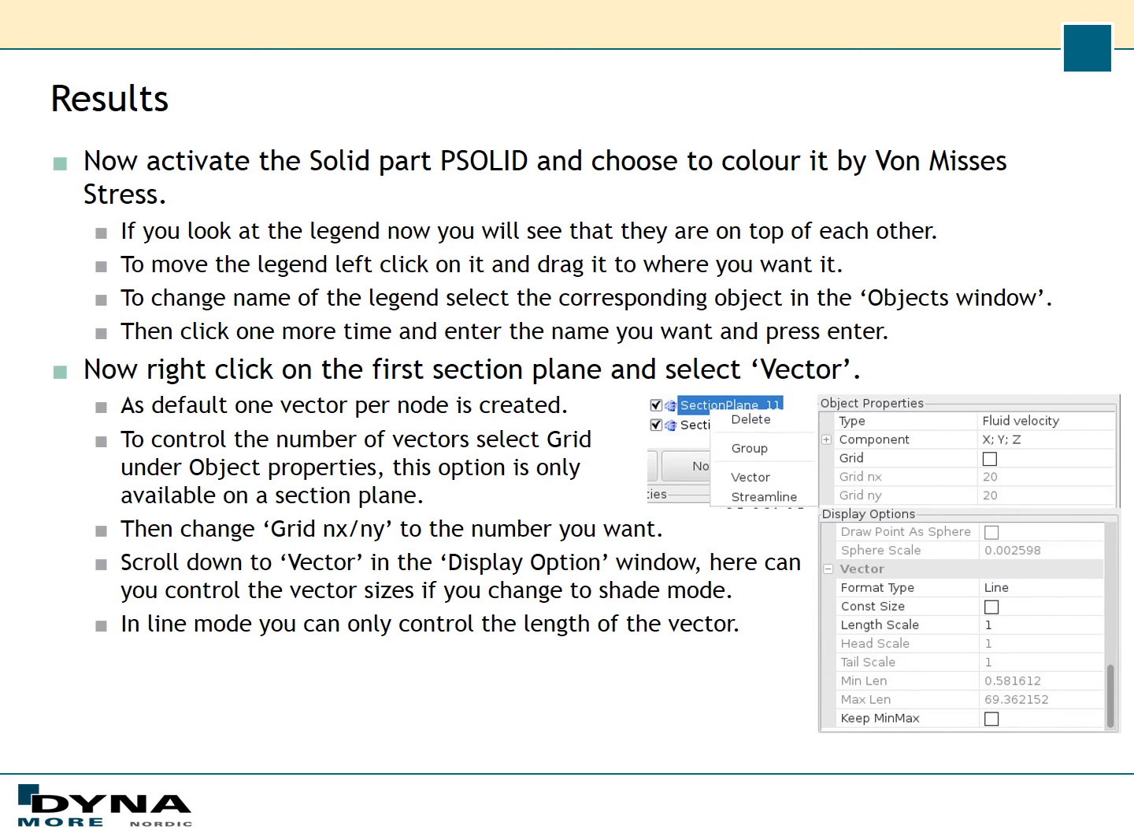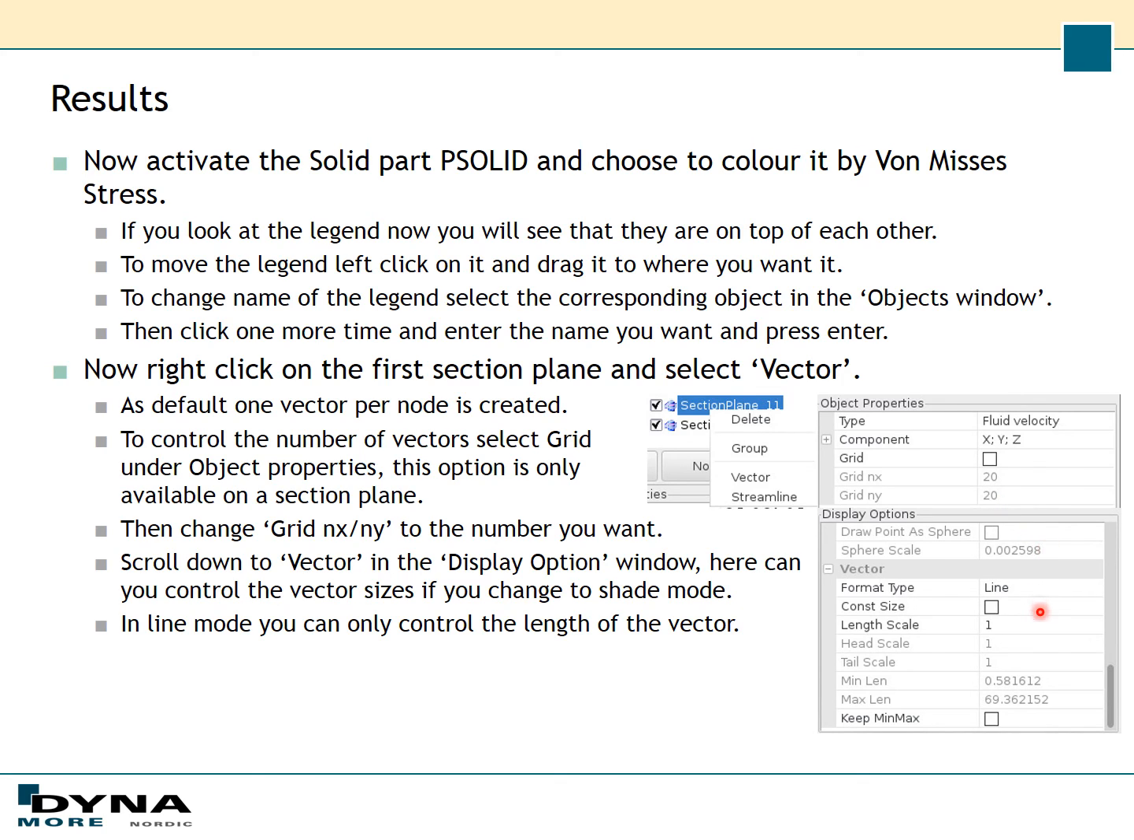And you can also create an object called vector, and if you create it on a section plane, you can control the number of vectors. So right click on the first section plane and then select vector, and then in the object properties press grid and then enter a value here for the number of points in the X direction and the number of points in the Y direction.